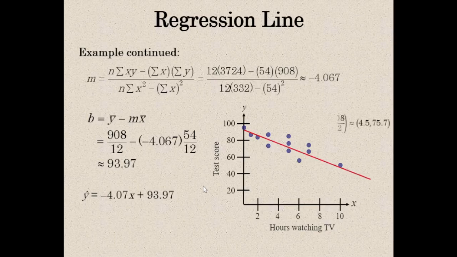What is the conclusion? With the increase in the hours of watching TV, test score is decreasing. This was related to correlation. Now what? Now we can do the prediction by using the regression line.